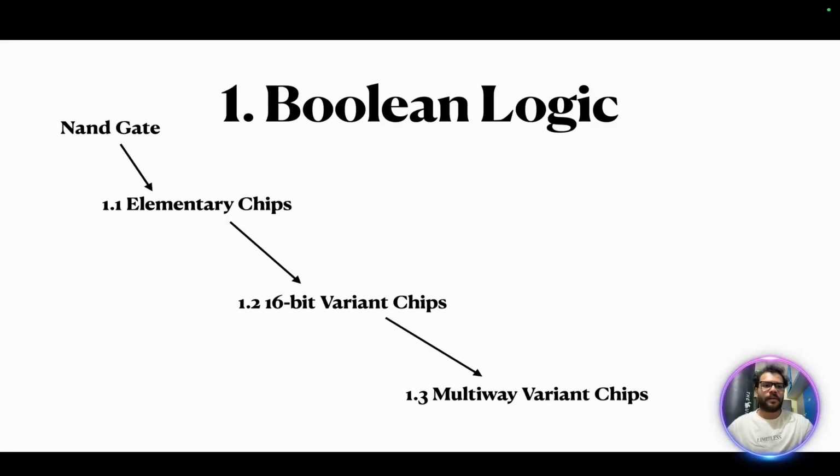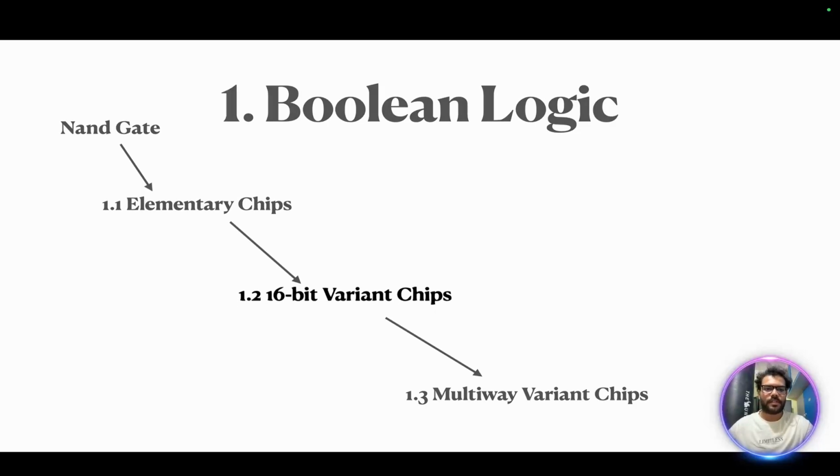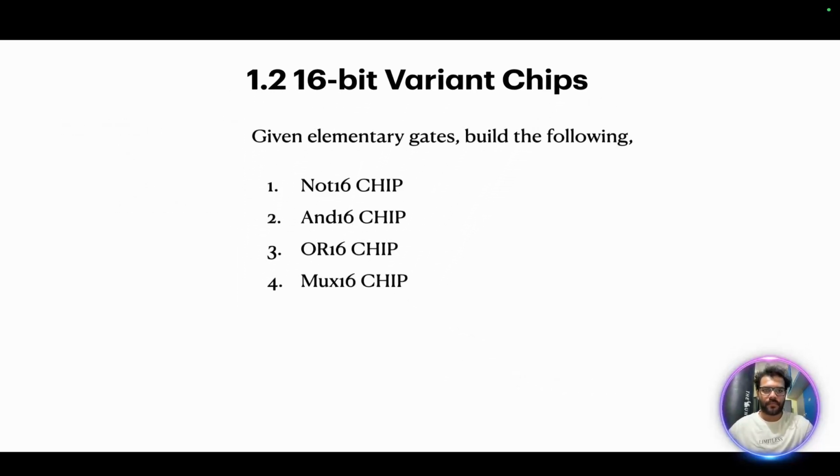Hello there. Welcome back to Project 1, Section 2, which is 16-bit variant chips. In this section of the project, we'll be building the following chips using the elementary gates that we built in the previous video. So what are the chips that we are building today? Not16, And16, Or16, and Mux16. These are the 16-bit variants of the elementary chips that we have built so far. Let's get started with the first chip, which is the Not16.